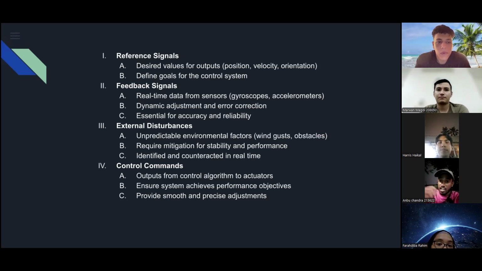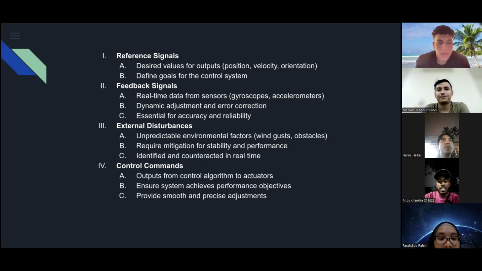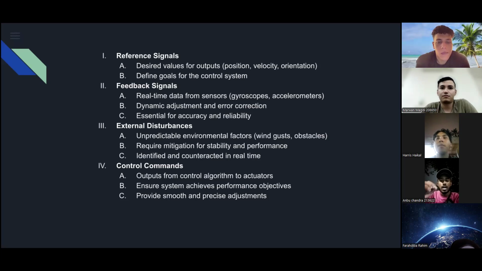The second is a feedback signal. The feedback signal is real-time data gathered from the gyroscope and the accelerometer as explained earlier. The purpose is that this signal allows the system to dynamically adjust and correct any error, ensuring accuracy and reliability in meeting the desired altitude. The third one is external disturbance, which is the unpredictable environmental factors, including wind and obstacles. The control system must identify and counter this disturbance in real time, maintaining stability and performance.